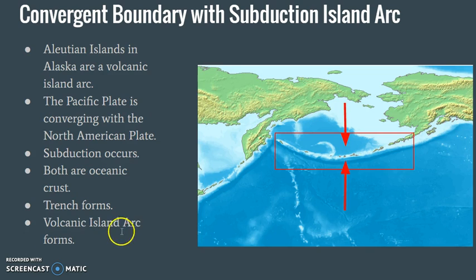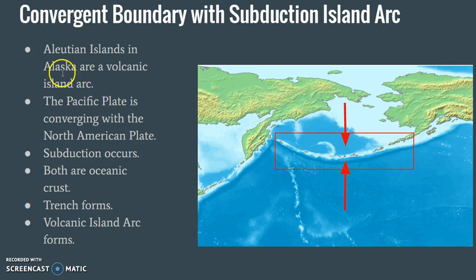Here's an example of an island arc where subduction is occurring. These are the Aleutian Islands, and they're part of Alaska. You can see this is Alaska up here. This is Russia, and Japan is way down here, and this is the Pacific Ocean.